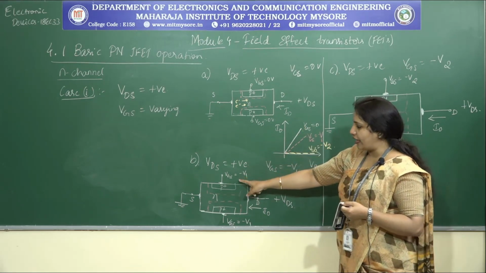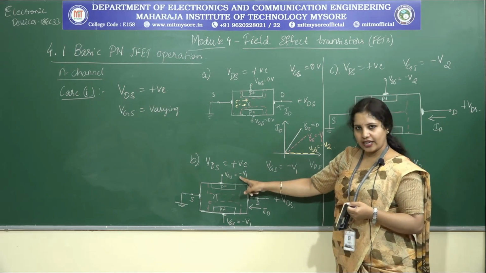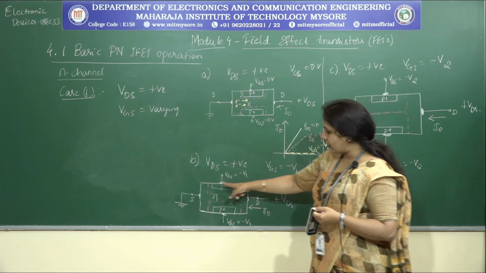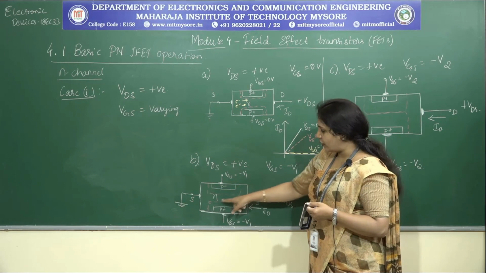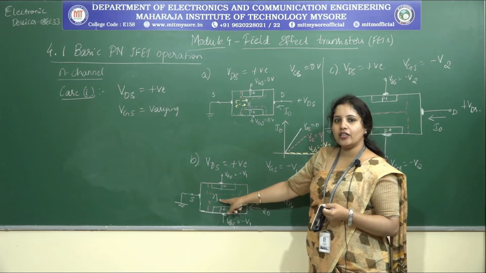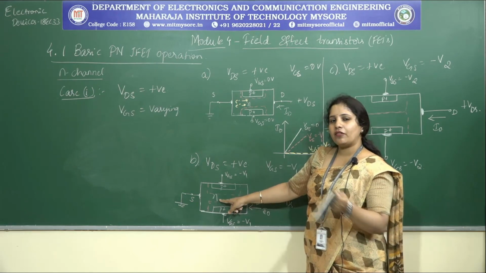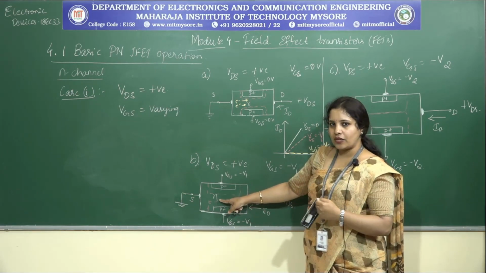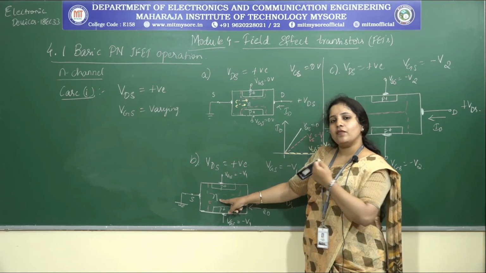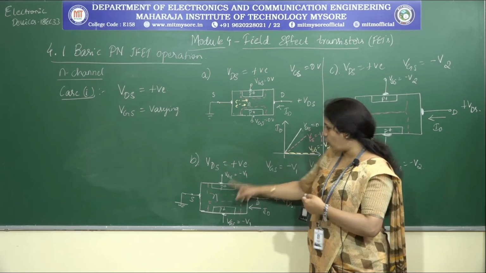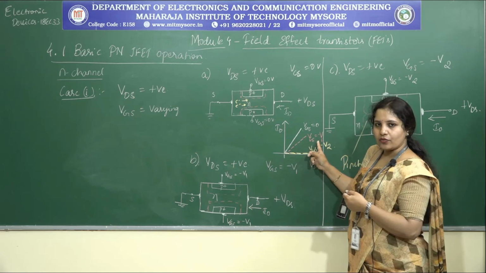Now, as I provide negative potential across the gate terminal, what happens to the P plus? It is connected to the negative terminal of the battery. As a result, the depletion region or the space charge region widens. Once this widens, what happens to the conductivity of the channel? It tends to reduce, and conductivity is inversely proportional to resistivity, which means the resistance of the device tends to increase, which is indicated by the decrease in the slope. Therefore, these dotted lines are represented for VGS equal to minus V1.